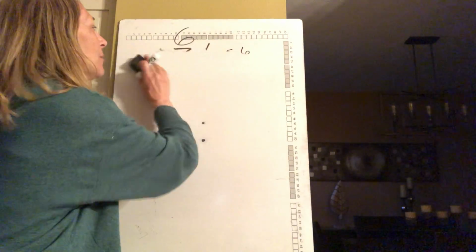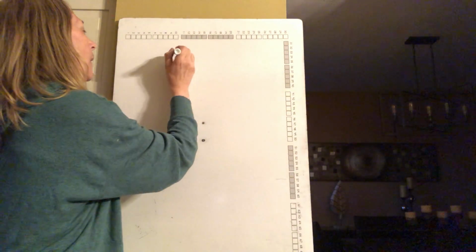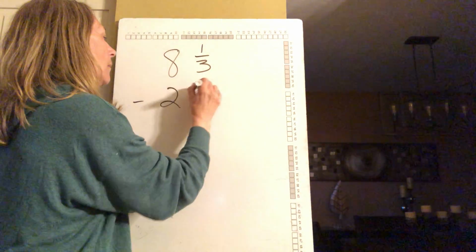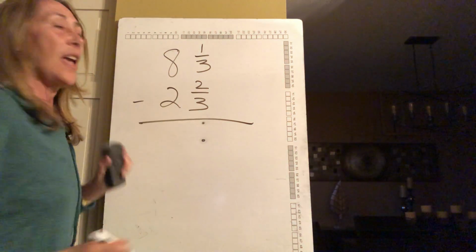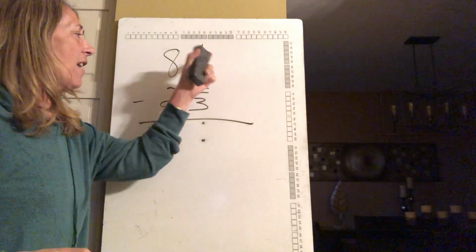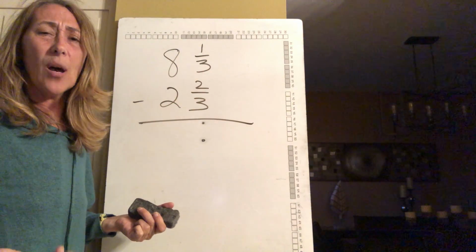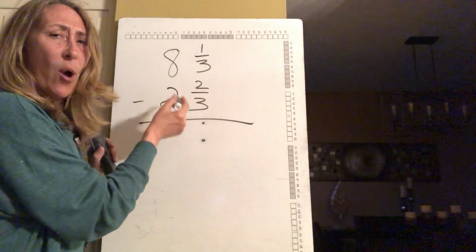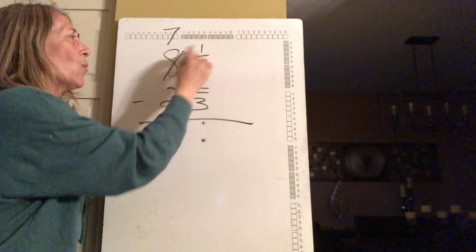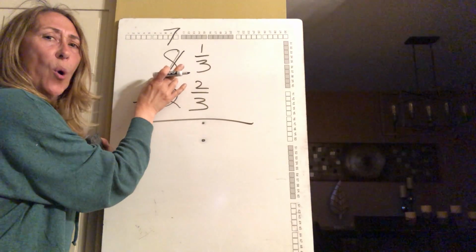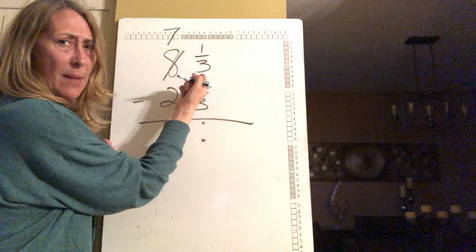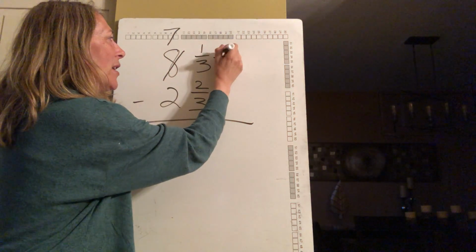We'll try one more subtraction. 8 1/3 minus 2 2/3. Again, I have 1/3 and I can't take 2 away from 1. So I'm going to go over to my whole numbers. 1 less than 8 is 7. And I'm going to add 1 onto here because this is 1 whole, so I'm adding 1 whole over here. 1 whole, if my denominator is 3, means my numerator has to be 3.